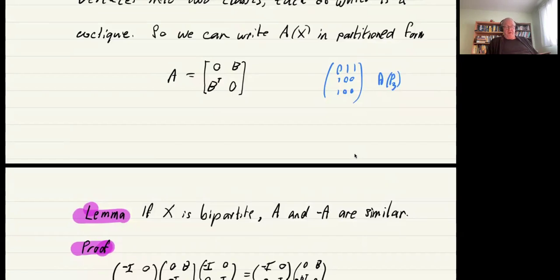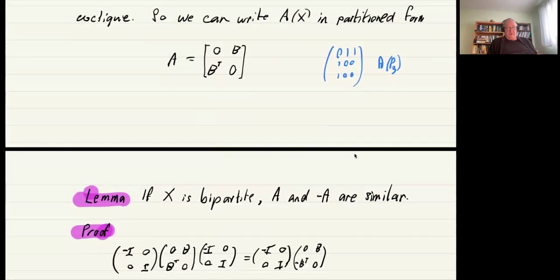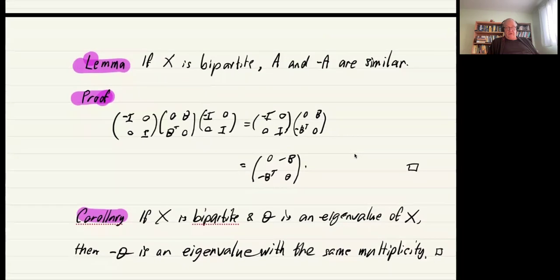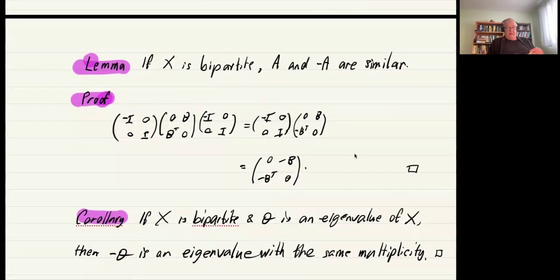Okay, there's various ways of proving this, but I think this is the slickest. I want to prove they're similar. The obvious way to do it is to write down the similarity matrix, which does a similarity transformation. It's not difficult. It's minus I. Now this is self-inverse, so this is the adjacency matrix minus the matrix, to the inverse. And when you do the calculation, you get exactly this. So this is a similarity transformation, which says this is similar to this. And so the conclusion then is if X is bipartite and theta is an eigenvalue of X, then minus theta is an eigenvalue with the same multiplicity.